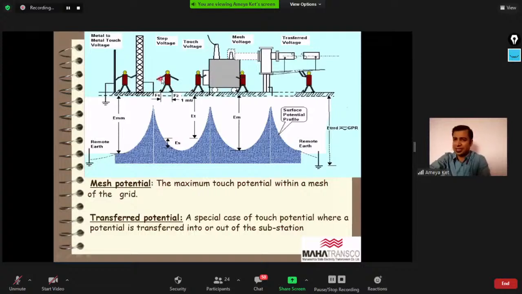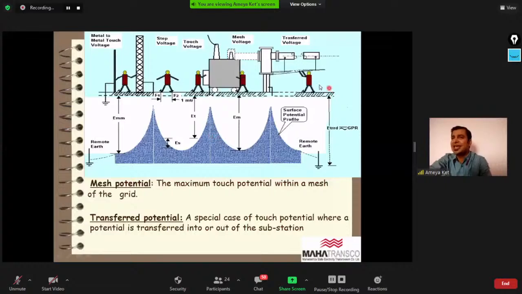Sometimes we need to walk in the substation. Sometimes we need to touch two different equipments. So what happens? We know physically we are touching and walking, but electrically there is a potential transfer. What potential transfer? You are able to see a particular surface potential profile below these activities.